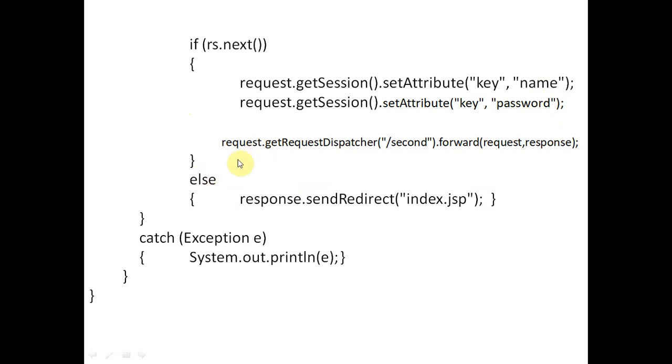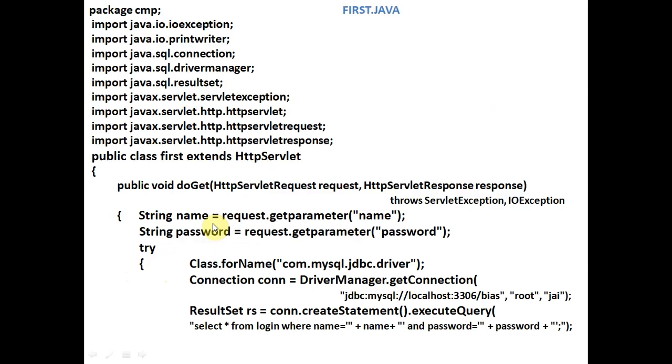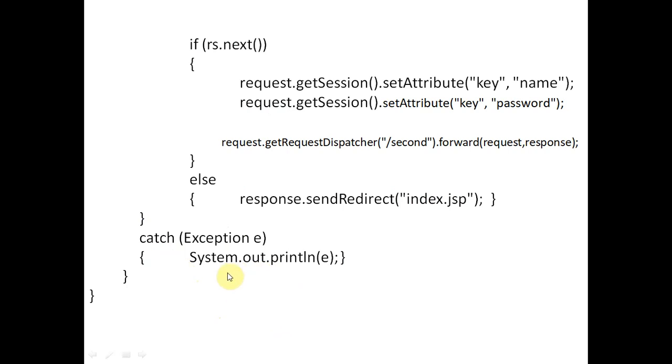You can see here request.getRequestDispatcher("second"). So we are dispatching the request from first to second, and this is written here as request.getRequestDispatcher to the second, and we are forwarding the request and response, the same request and response which were forwarded to first, will be forwarded to the second. And here is the catch statement. If there is any error in the database connectivity or in sending the request, it will display the exception, the error, accordingly.